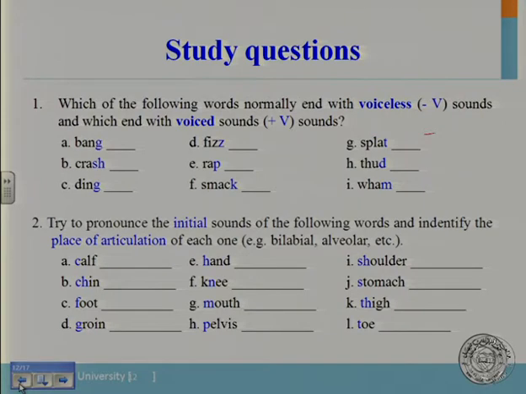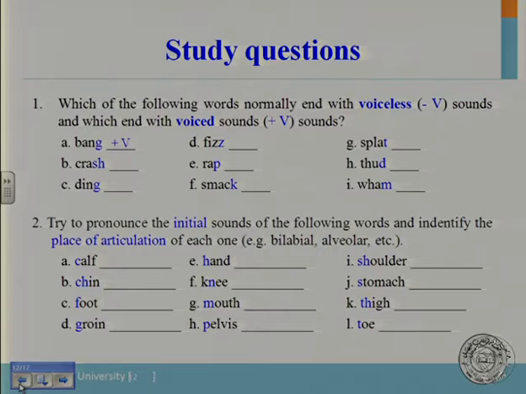The first one is A, bang. Before answering the question, I want you to practice pronouncing this letter, bang, g, and try to guess if the sound is voiceless or voiced. Now, can you answer it? Is it voiceless or voiced sound? The answer is bang is voiced because we can feel the vibration.